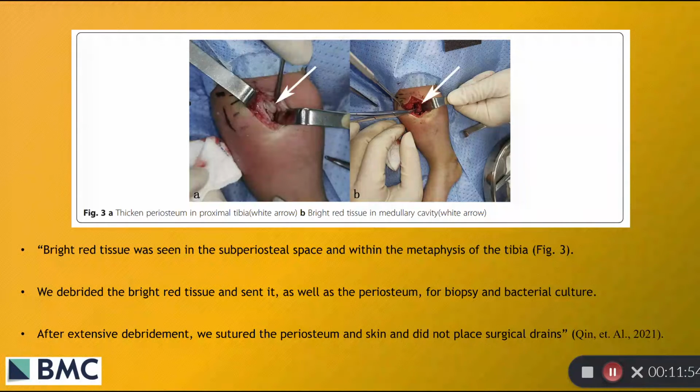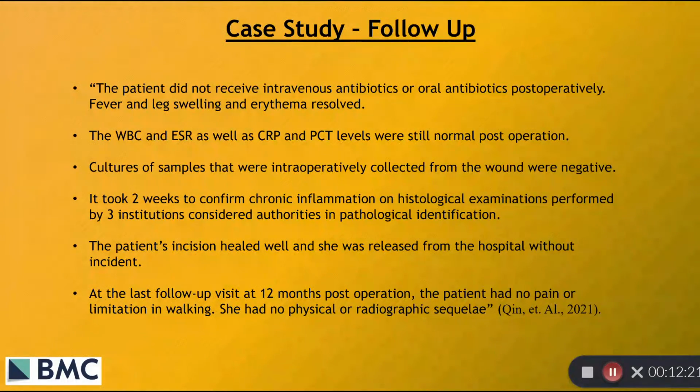So they see this bright red tissue, and they debrided that tissue and some of around the bone, the periosteum, and sent it for biopsy and culture. And after extensive debridement, they sutured it, and the skin did not, and they didn't put any surgical drains. But there you go. That's a picture of, they ended up doing a bone biopsy because all her clinical stuff was not straightforward.